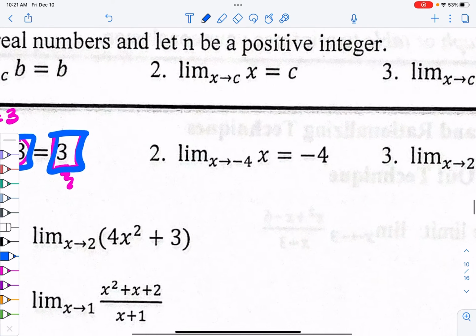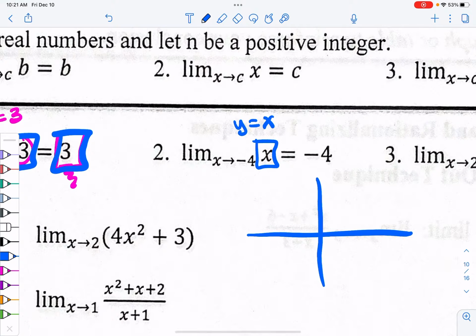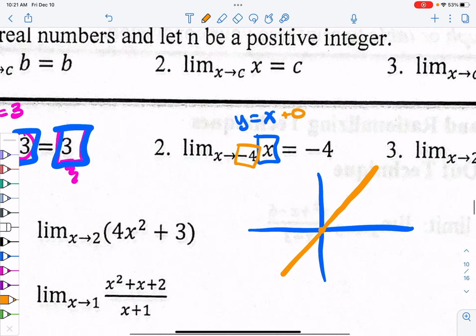Number 2 says the limit as x goes to -4 of x. Now this is y equals x. Okay, so if we're looking at the linear function, y equals x, this is like y equals x plus 0. So we start at 0 and the slope is up 1/1. This is y equals x. This is the graph of y equals x. And they're saying at an x coordinate of -4. So -1, 2, 3, 4. What is this y coordinate? Well, that's also going to be -4, right?